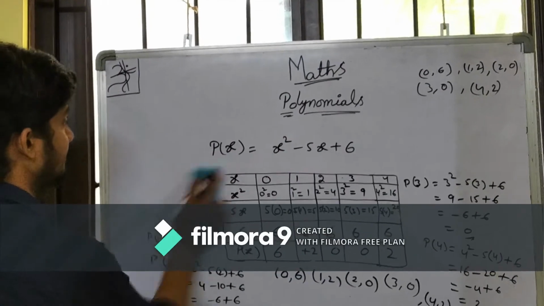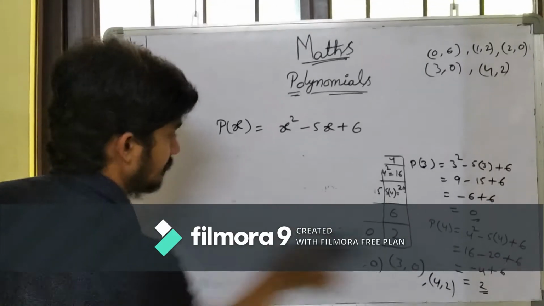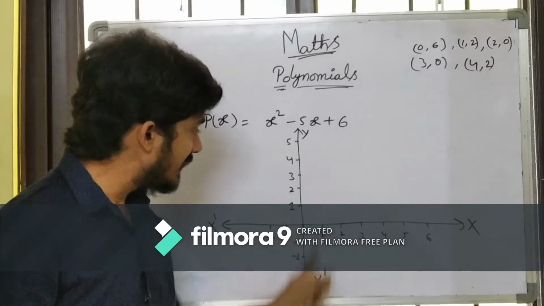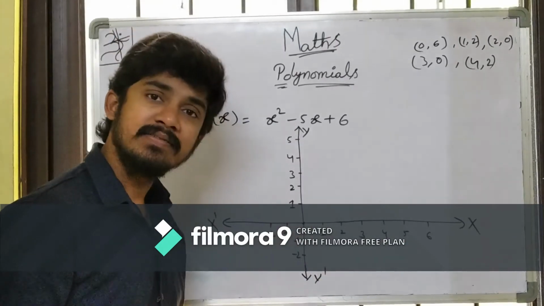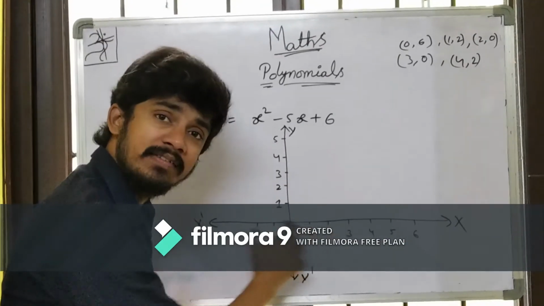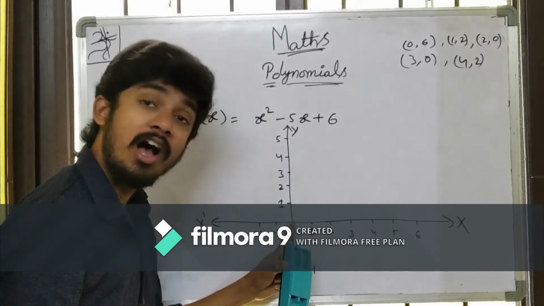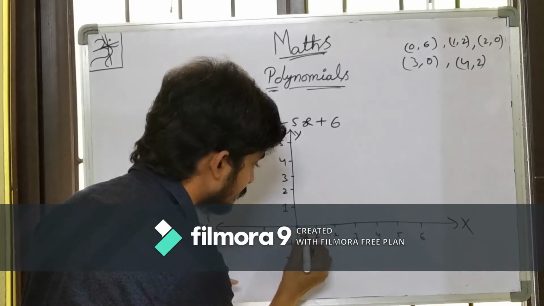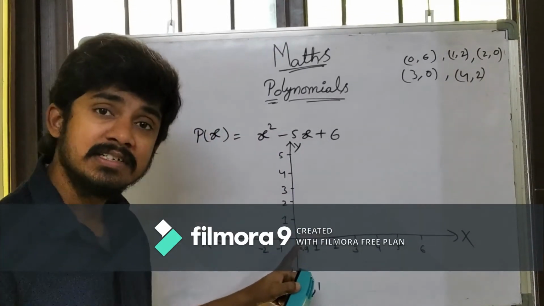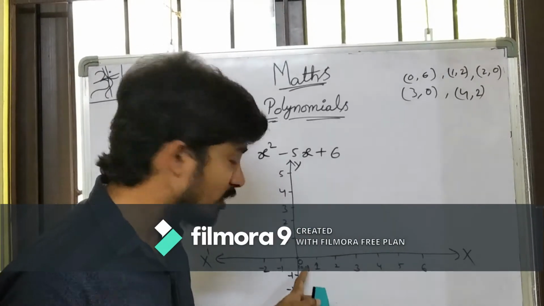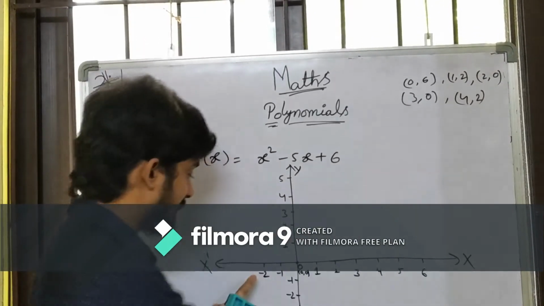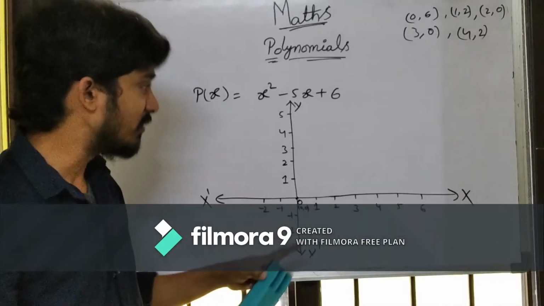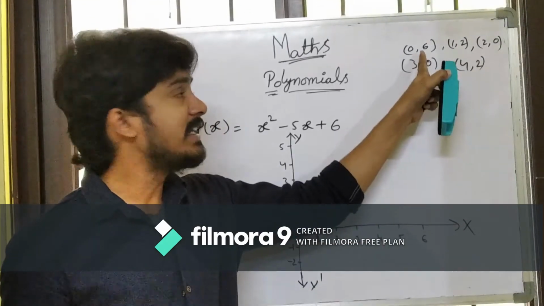Okay, guys. This horizontal line is the x-axis and the vertical line is the y-axis. The point of intersection of x-axis and y-axis is the origin O, 0 comma 0. This one is positive x-axis, this one is negative x-axis, this one is positive y-axis and this one is negative y-axis.